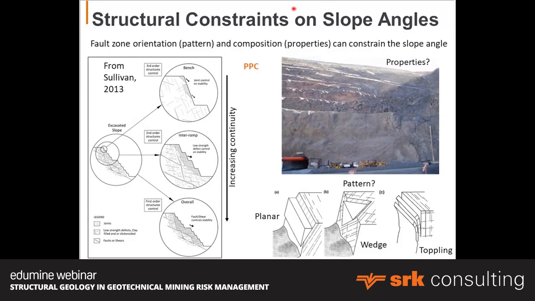This is an example here where this pit could not get down through this fault system over here. And eventually, once they broke through, they were able to cut down at a higher, steeper angle. But the properties and the orientation of that fault system prevented the slope from achieving its original design angle.